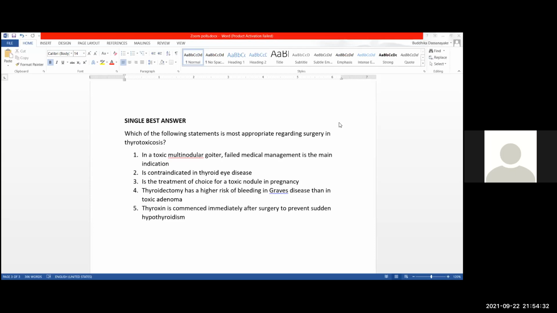You don't continue it for 18 months. You start the antithyroid medication. When the patient comes under control and is euthyroid, you have to get rid of the gland.